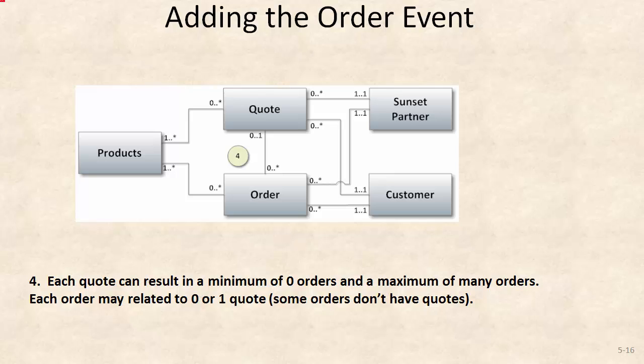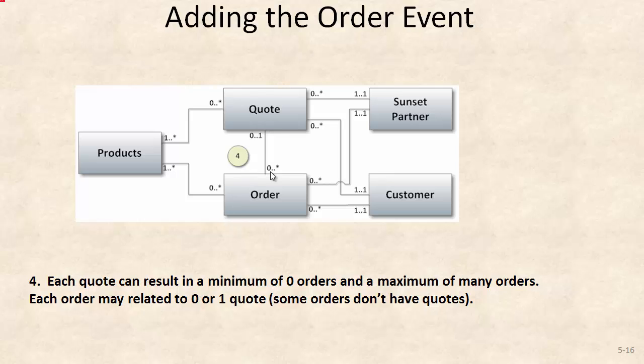Next, we're going to add the order event. We have the same relationships between Sunset partners and customers with quotes and quotes to products, but now we have the actual orders that the customer is placing. The multiplicities between customer and order are identical to the multiplicities between customer and quote. Each customer can place a minimum of 0 and maximum of many orders. Each order is placed by a minimum of 1, maximum 1 customer. A single Sunset partner processes the order, minimum 1 and maximum 1. Each Sunset partner can process a minimum of 0 and maximum of many orders.